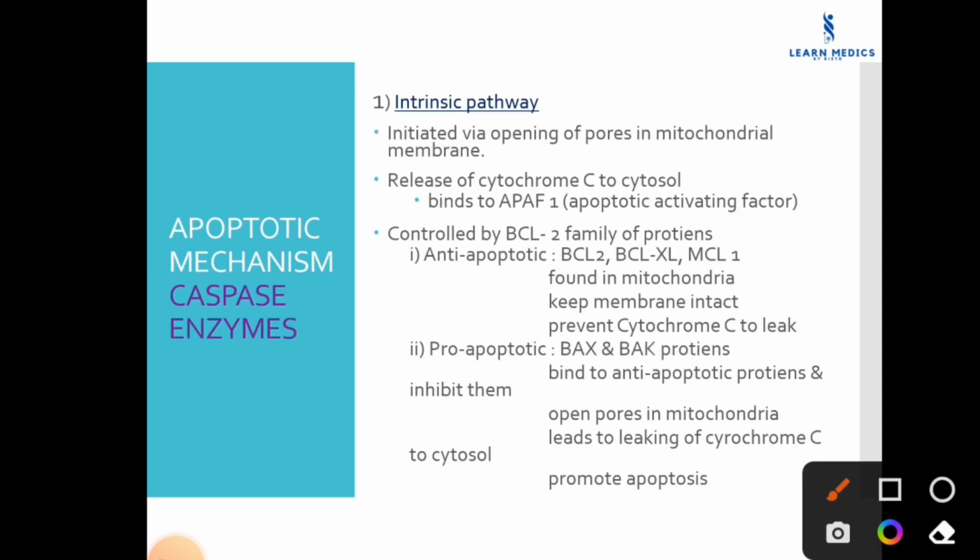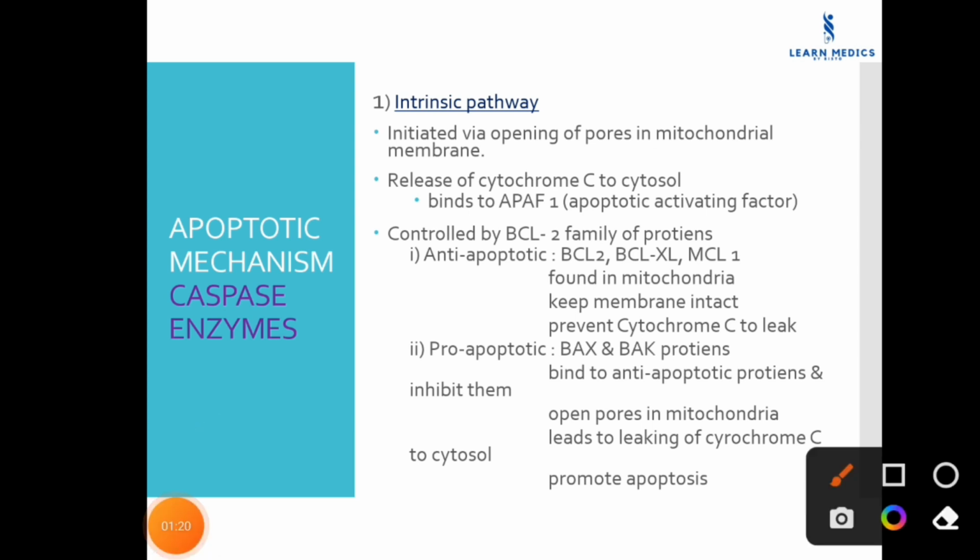First is the intrinsic pathway of activation of the caspase enzyme, which is initiated via opening of mitochondrial pores in the mitochondrial membrane, leading to the release of cytochrome C into the cytosol, which binds to APAF1, the apoptotic activating factor. The ability of cytochrome C to bind to APAF1 is controlled by the BCL2 family of proteins.